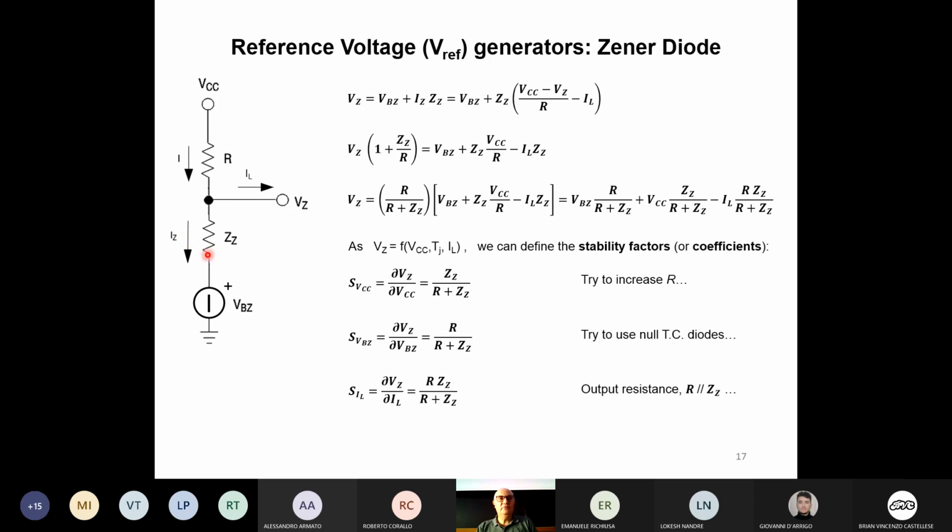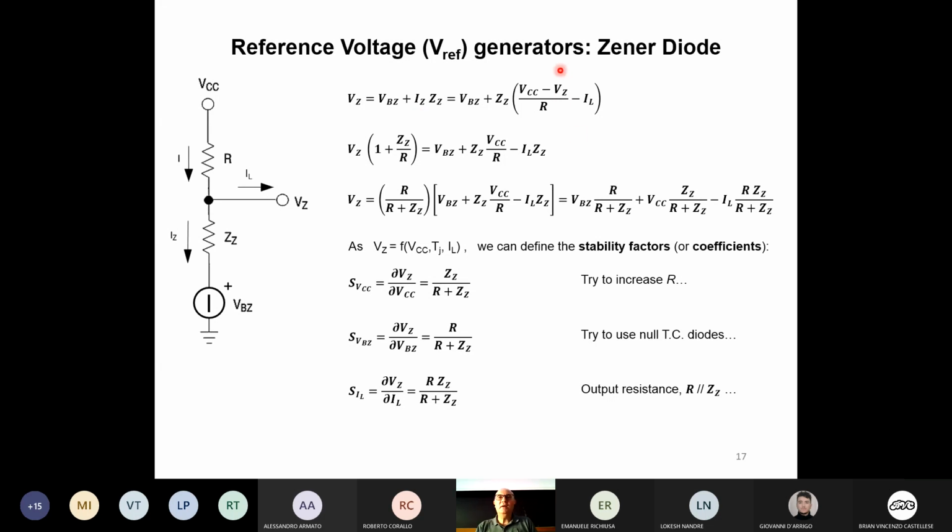IZ is the difference between the current I and IL. But current I can be calculated, again, introducing my output variable VZ. So it can be calculated as VCC minus VZ divided by R. And that's what I wrote here. So we have this current I as this part here, which is VCC minus VZ, that is the output voltage, divided by R, minus the current which will go through the load, IL. All this part here is the IZ, the current going to the diode. Okay.